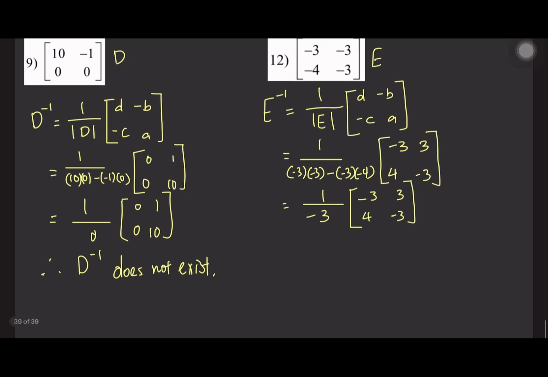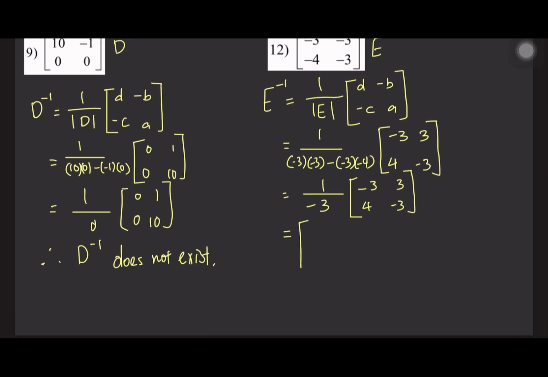Scalar multiplication is always pretty simple. Negative 3 divided by negative 3 is 1. 3 divided by negative 3 is negative 1. 4 over negative 3 is negative 4 over 3. Negative 3 over negative 3 is 1. And that is your final answer. That is your E inverse. And that's it.